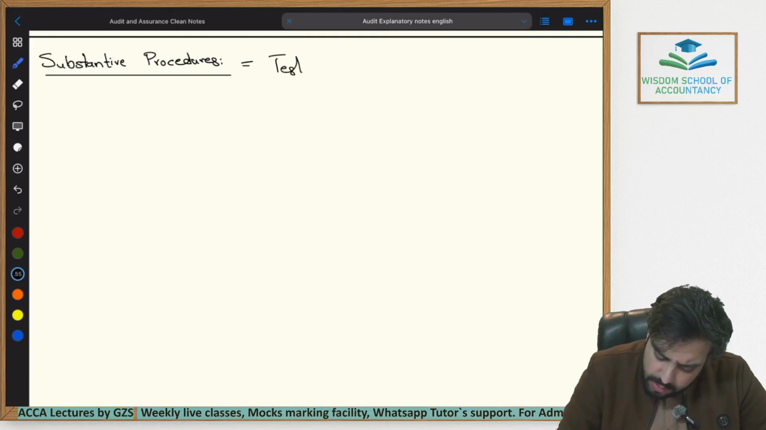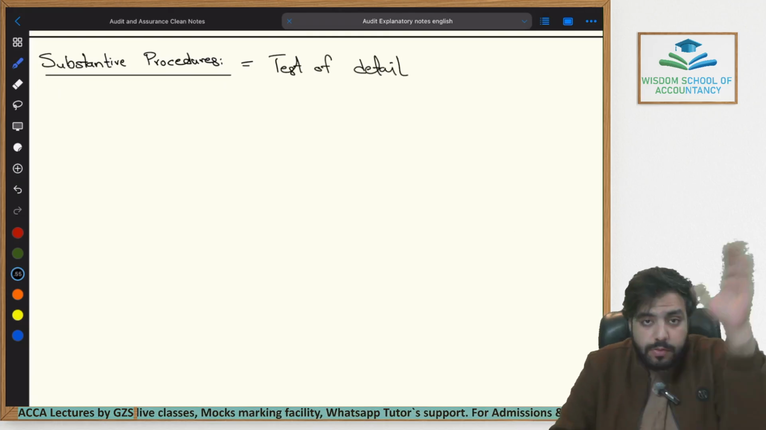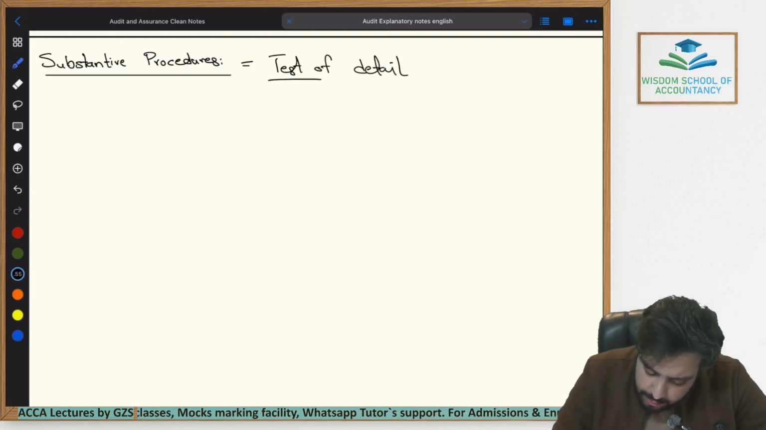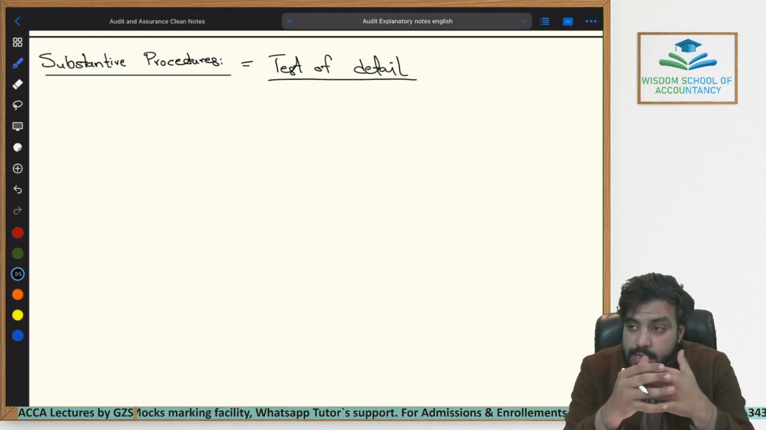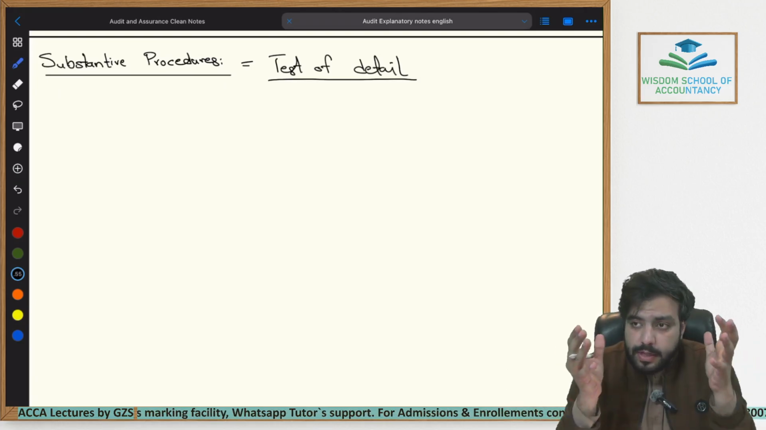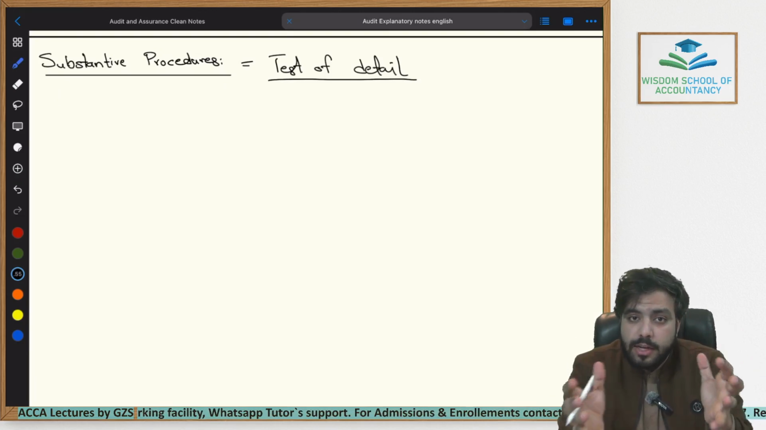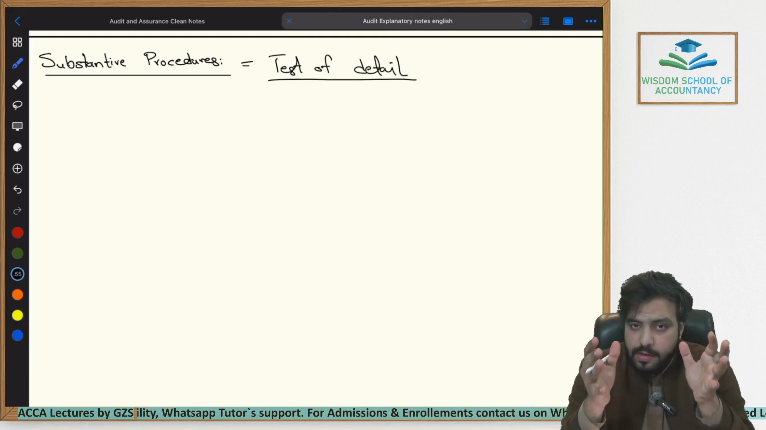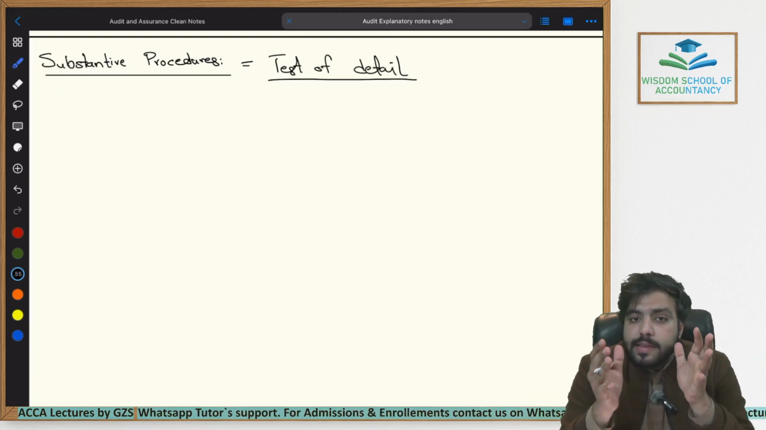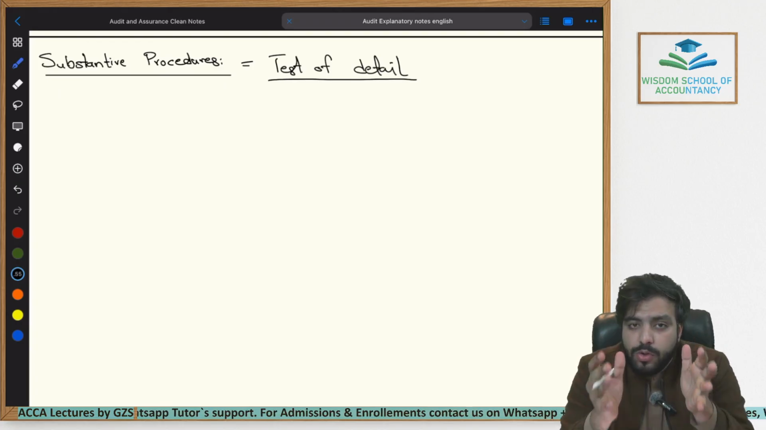Now, all of the students who have understood the audit risk that was discussed in one of the previous lectures know what tests of details are. When you test a financial statement item in detail, obtain a breakup from the management, and test some kind of evidence against it, that is known as a test of detail. So in essence, substantive procedures are also tests of detail.